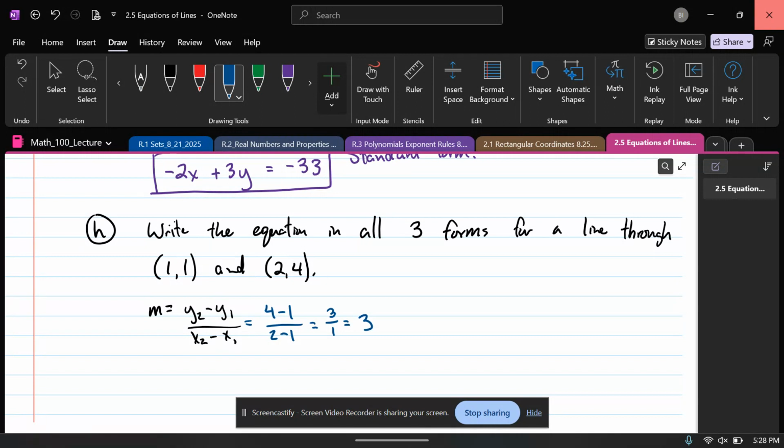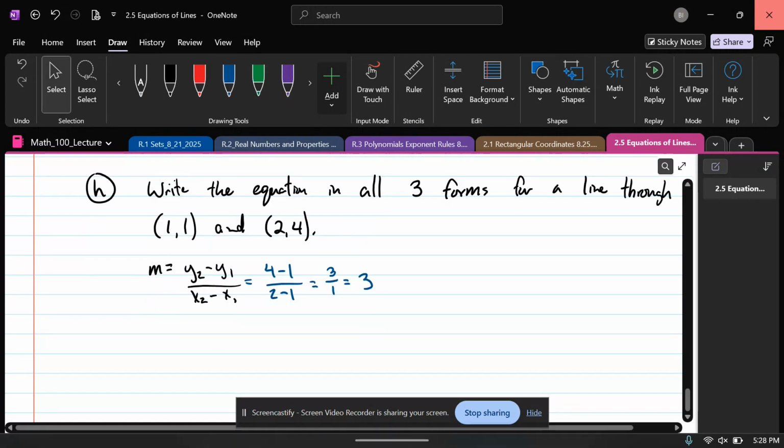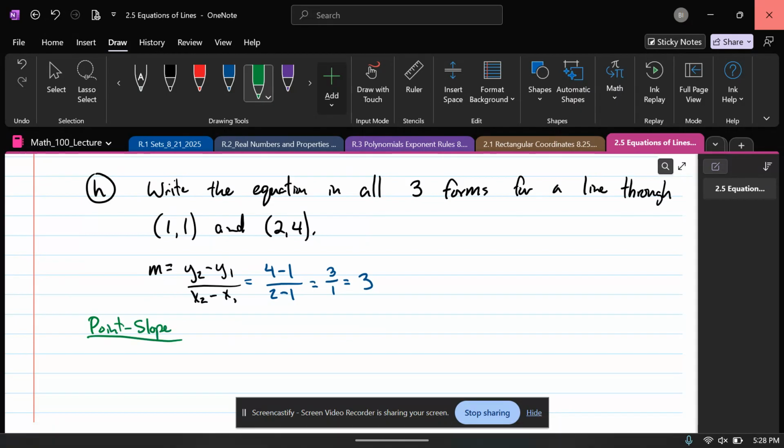So my slope is 3. So now I can start my point slope form. Remember point slope form: y minus y1 equals m times x minus x1. I'm just writing that form so that it helps us memorize it and have it in our memory. That's how I memorize a lot of things. If I need to memorize something, I just rewrite it over and over and over.